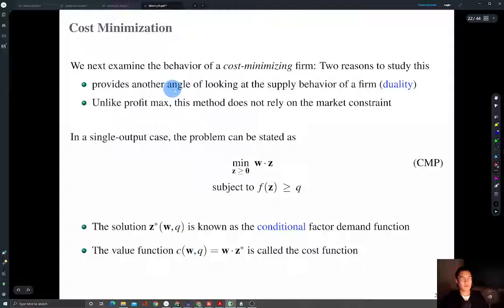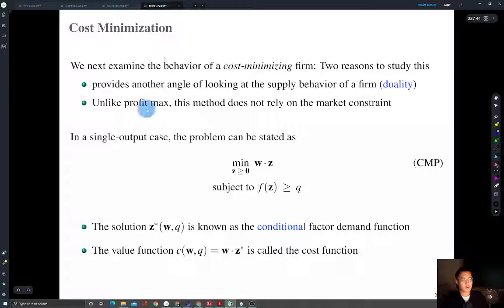Now let me discuss why we have to study cost minimizing firms' behavior. First, it provides another angle of looking at the supply behavior of a firm. It turns out that there is a nice duality between conditional factor demand and unconditional factor demand, just like the duality between Marshallian demand and Hicksian demand. We are going to study this duality in the live lecture next Wednesday.